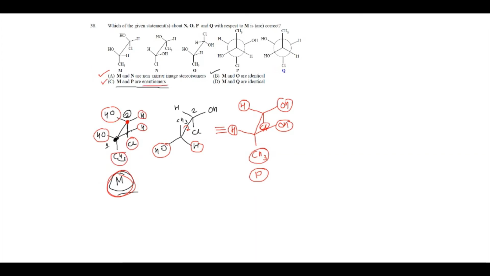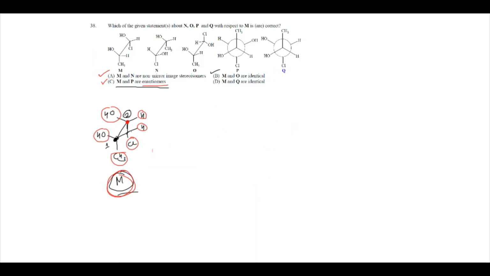So now the last option, that is, M and Q are identical. How to prove that? To prove that, we have to draw Q again in Sawhorse projection. So let me erase this P and I will draw Q here in Sawhorse projection. First let me draw the carbon which is away from us: OH at left-hand side, H at right-hand side, and Cl below. The near carbon has CH3 at top, OH at left-hand side, H at right-hand side.